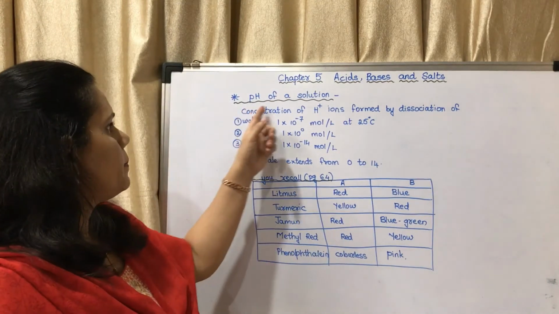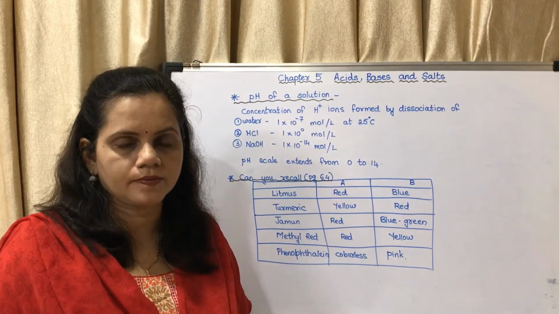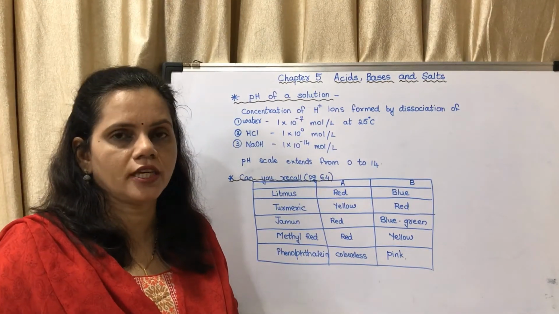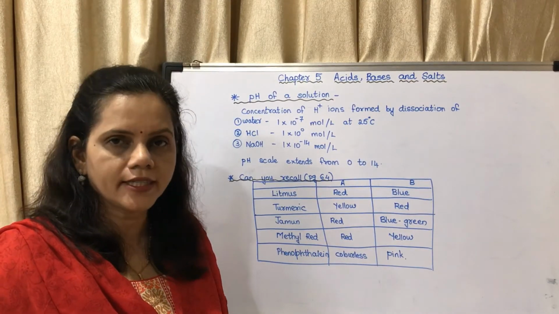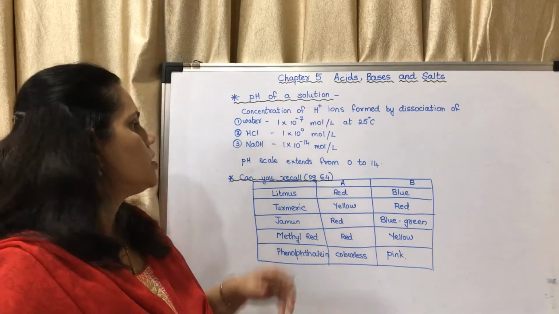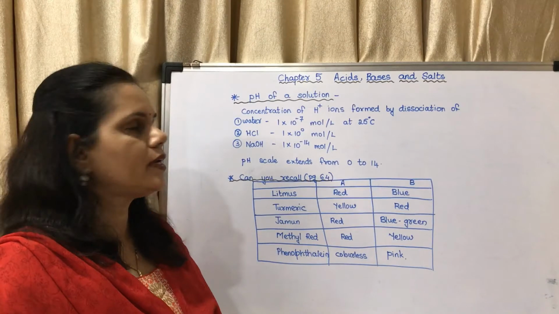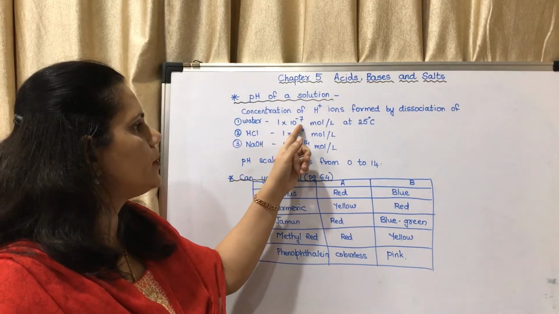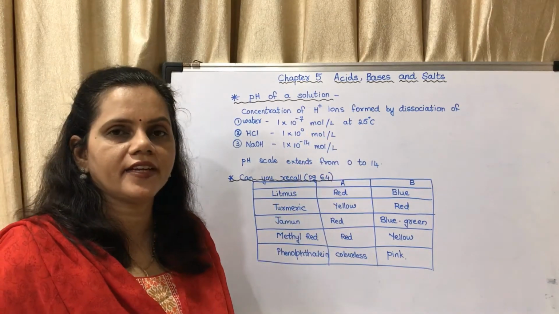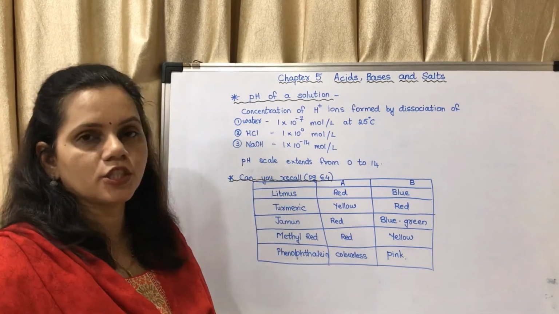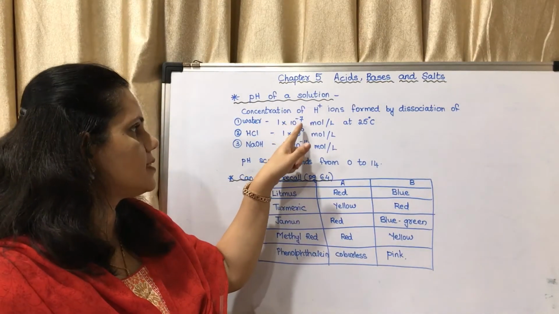Okay. So the pH of a solution is the concentration of H positive ions formed during dissociation of the particular acid or base or whatever compound it is, ionic compound. Okay, so for water, when it is dissociated, how many H positive ions? It is 1 into 10 raised to minus 7 moles per liter at 25 degree Celsius. This much of H positive ions are formed. So the pH of water is taken as 7.